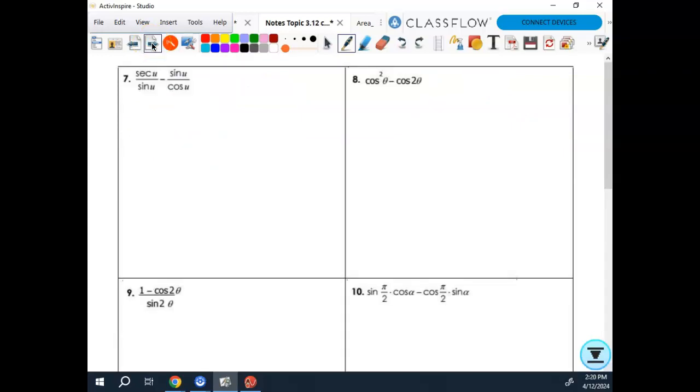So when I look at number 7, I do not have a GCF. I do not have anything squared, but I do have 2 fractions, and nothing reduces, so I'm going to make them into 1 fraction. So that means I need a common denominator. What would my common denominator be? Good. Sine u, cosine u. All right. So that means this first fraction has to be multiplied by cosine over cosine. So I'm going to get secant u times cosine u minus, and then this second fraction has to be multiplied by sine over sine, and I get sine squared.